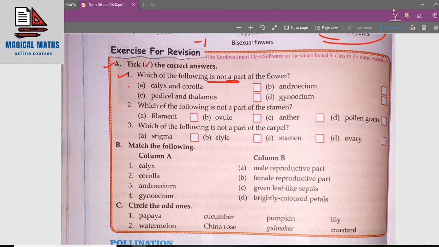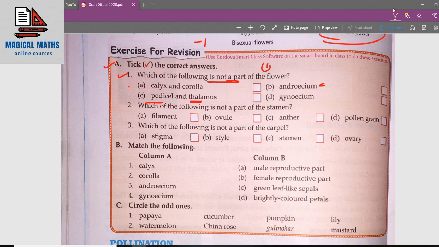So of course, these are the parts of a flower. Androsium is also a part of a flower because it is the male reproductive part of a flower. Pedicel and thalamus are not parts of a flower, because there are only four parts of a flower.